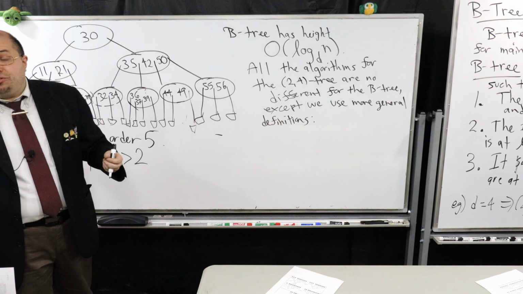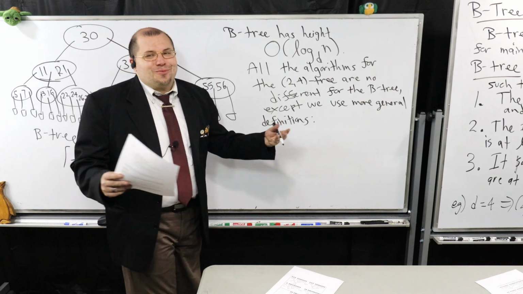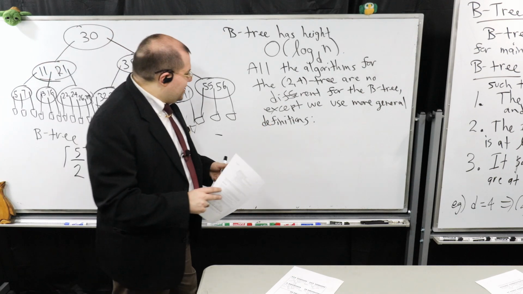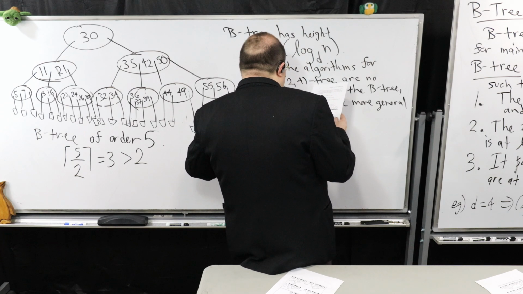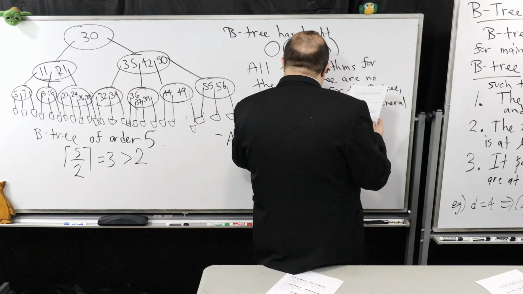It has less than 2 children, right? It becomes a 1 node. Means it has no records in it anymore. So we had to do some borrowing. So let's redefine these for the B tree. And you're going to see that all these are just generalizations of the same idea.